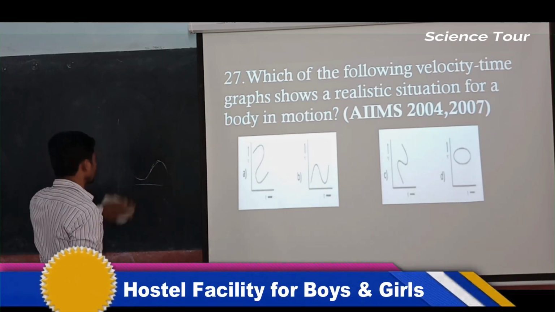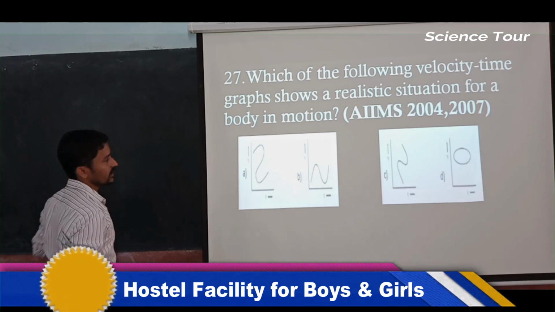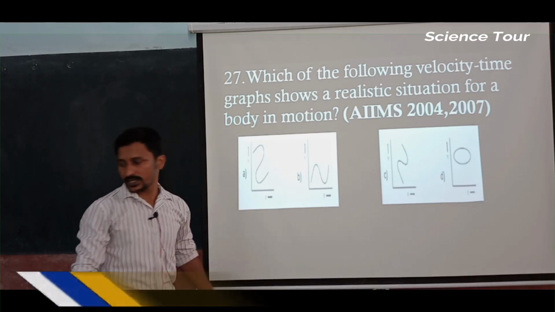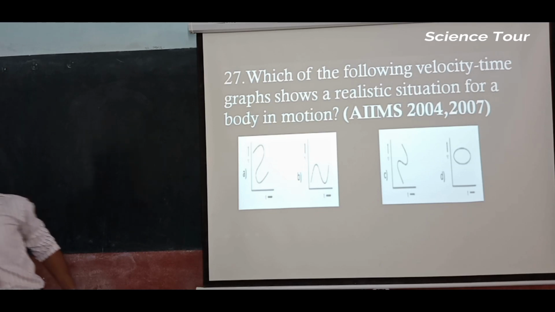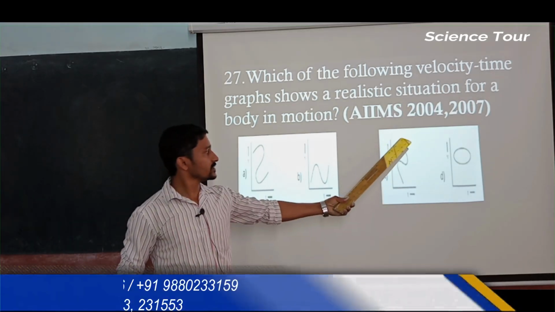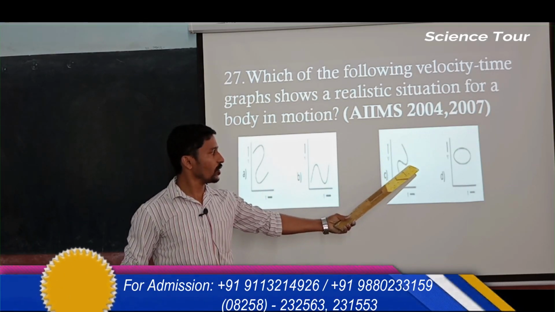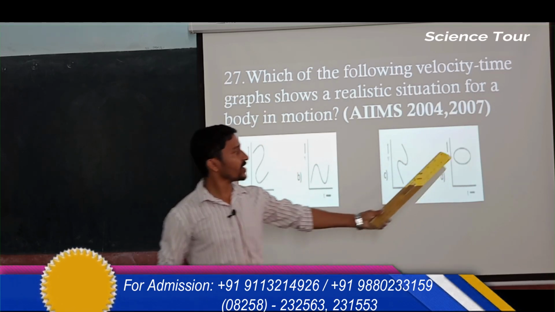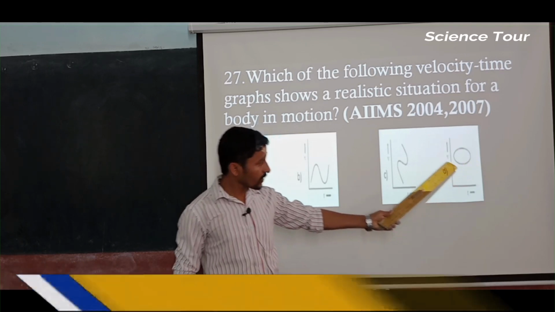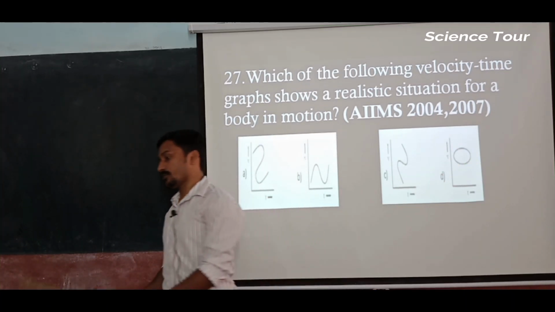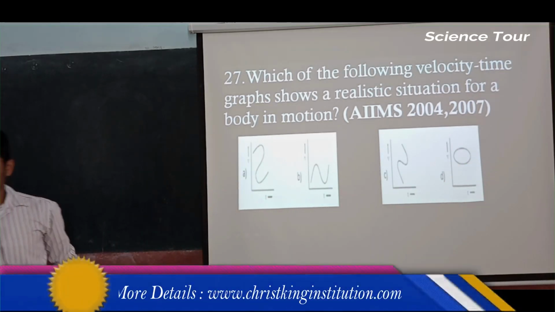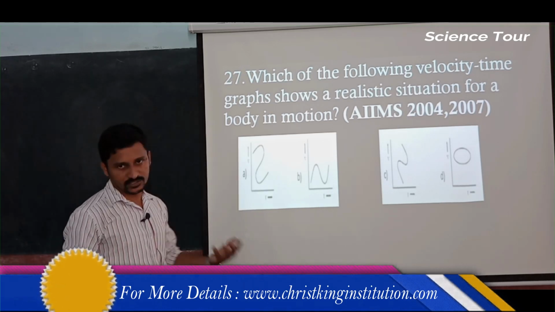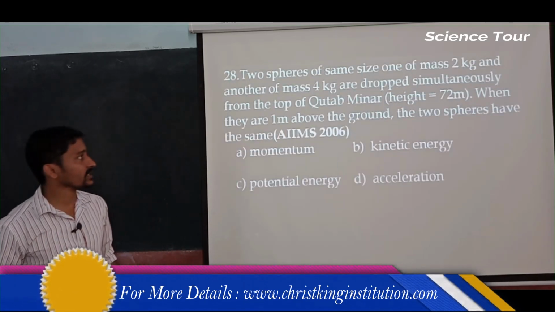Let's see the other graphs. The third one also, see, the negative is there. It is positive, but when it comes in reverse, time is negative, so it is not possible. And here also, positive, comes back, time is negative, it is not possible. Then which one? Yes, the second option, it is possible. Which one is the correct one?